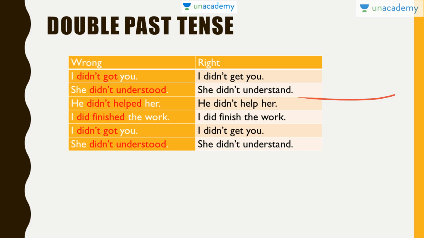That's the correct one. I did finished the work. Now after did you cannot use finished. So I did finish the work. So your verb will be without the ed. It will have normal simple present tense. I didn't got you, incorrect. I didn't get you is the correct one. She didn't understood, incorrect. She did not understand. So notice whenever there's did or didn't, the verb after that will not have ed in the end.